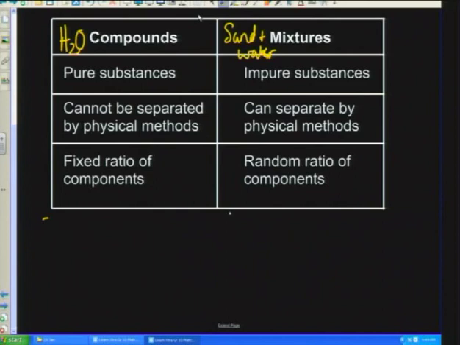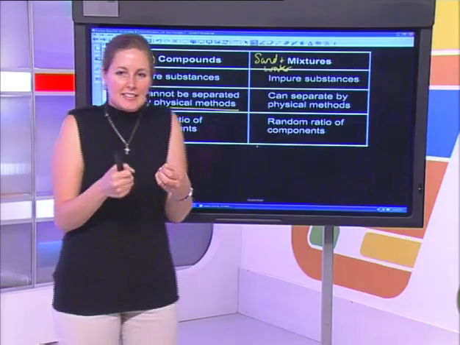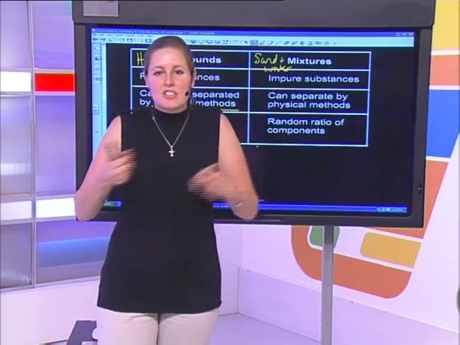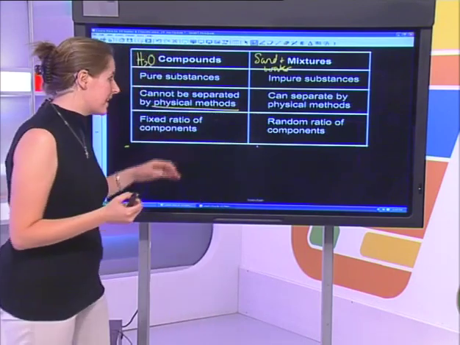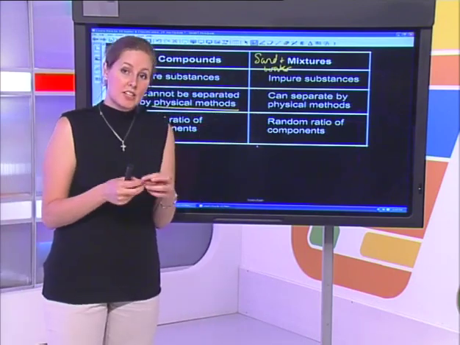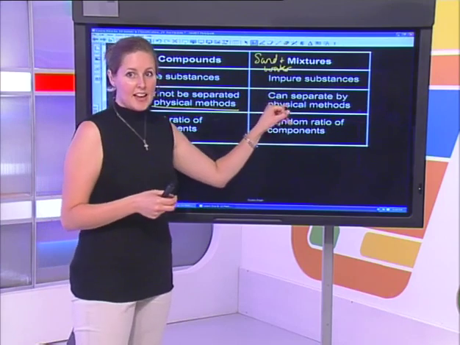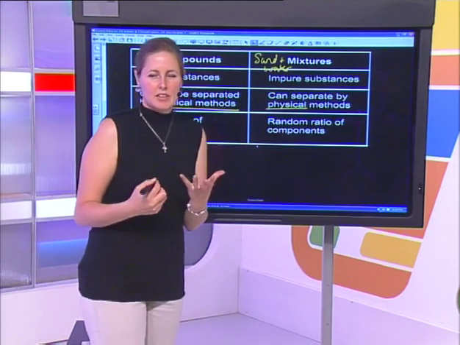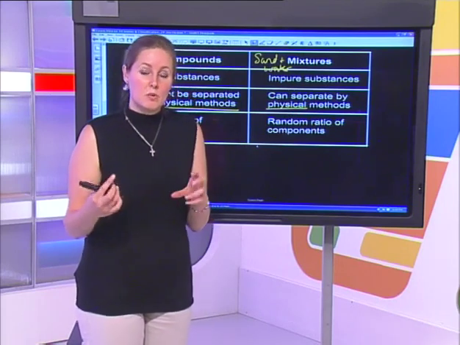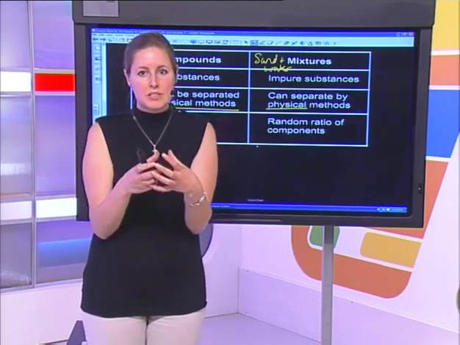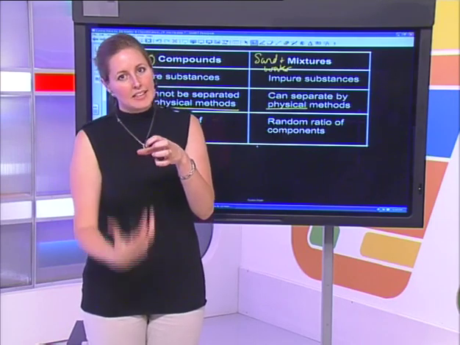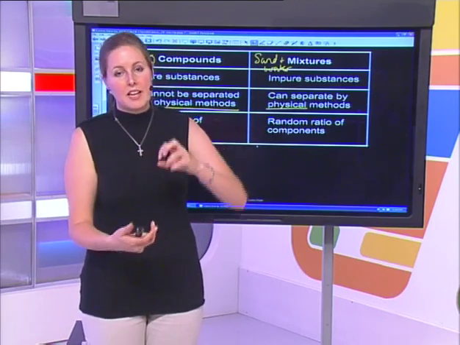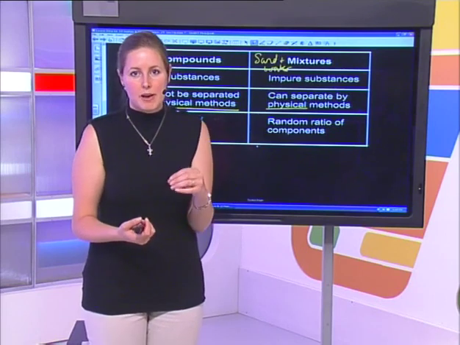Compound, pure; mixture, impure. A compound cannot be separated by physical methods. You can't try and separate the hydrogen from the oxygen just physically. But sand and water can certainly be separated by physical methods. Think about how you would do that. Maybe we could pour it through some filter paper with a funnel and collect the water at the bottom, and the sand would be left as the residue on the filter paper.